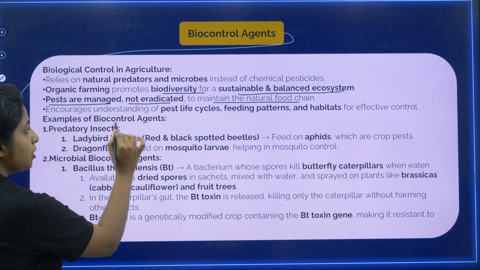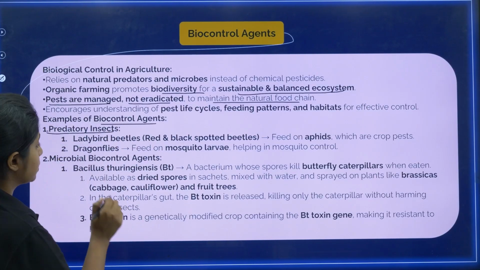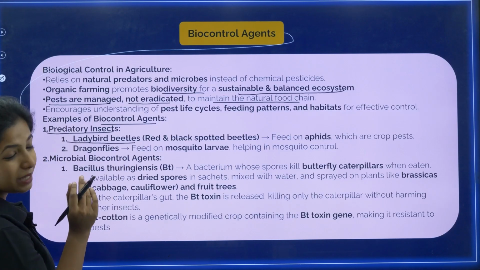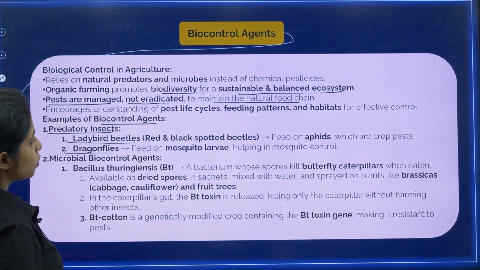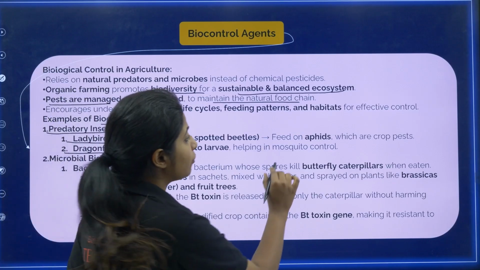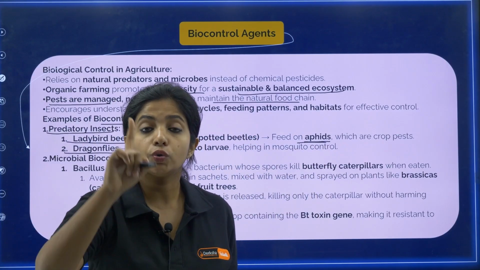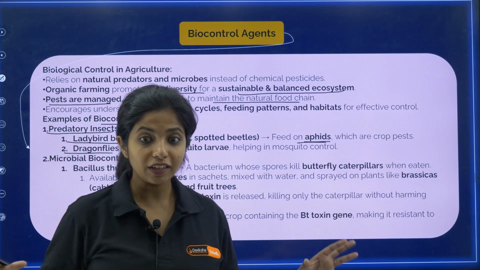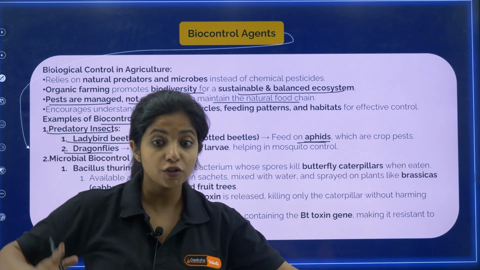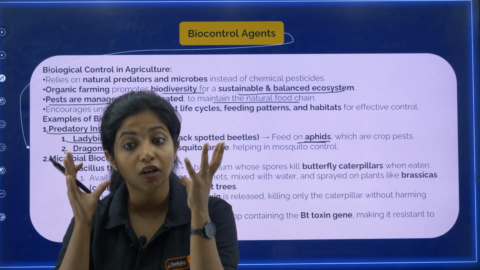Now, first thing, examples of biocontrol agents: you have predatory insects, my dear children. You have two insects. One is the ladybird beetle, which is a beetle with red and black spots on it, and one is the dragonfly. Ladybird beetles are going to feed on aphids, which are crop pests. I want you to use Google to search what an aphid is. When you see the aphid, you remember it better. So the ladybird is a beetle that feeds on aphids, which are a crop pest.